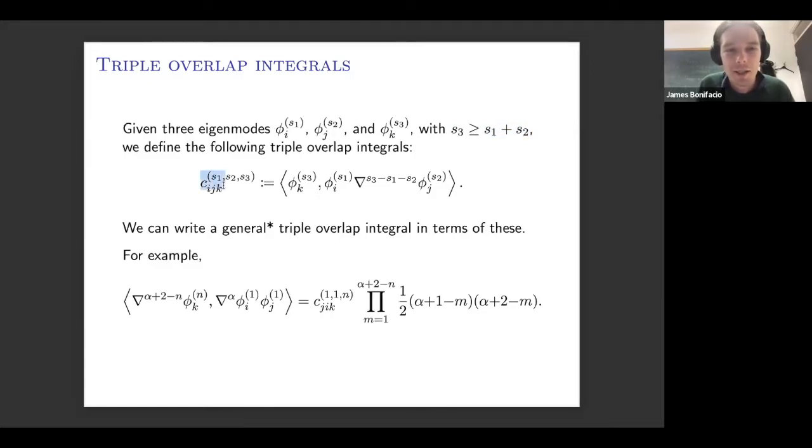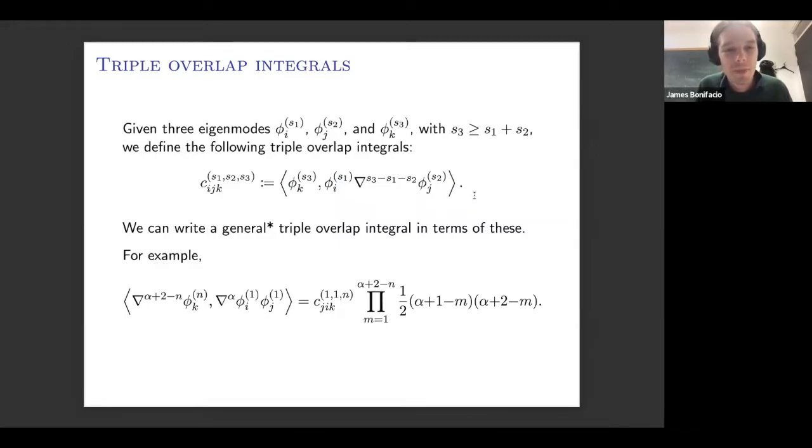which I'll call C_ijk superscript S1, S2, S3, which is just the overlap of these three eigenmodes involving the fewest number of derivatives. So remember, this inner product I can write as just an integral over the product of this term times the conjugate of this term with some factors of the metric. And the point of doing this is that it turns out we can write a general triple overlap integral in terms of these basic triple overlap integrals.